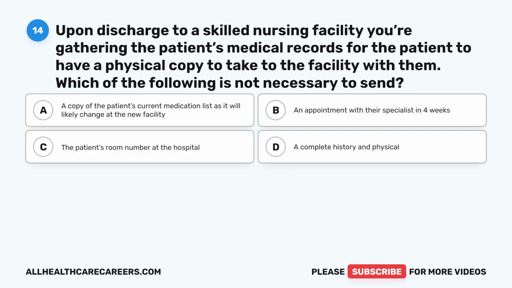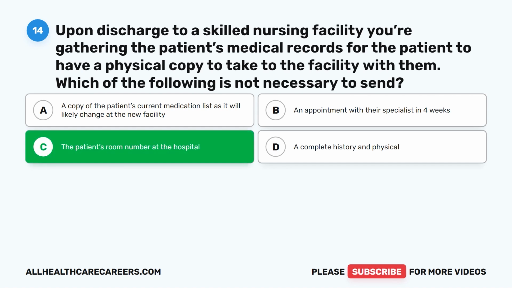Question 14. Upon discharge to a skilled nursing facility, you're gathering the patient's medical records for the patient to have a physical copy to take to the facility with them. Which of the following is not necessary to send? A. A copy of the patient's current medication list, as it will likely change at the new facility. B. An appointment with their specialist in 4 weeks. C. The patient's room number at the hospital. D. A complete history and physical.